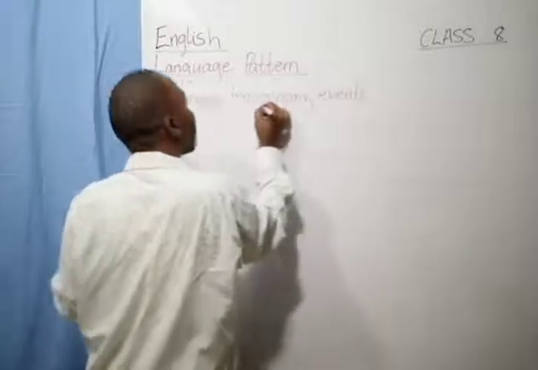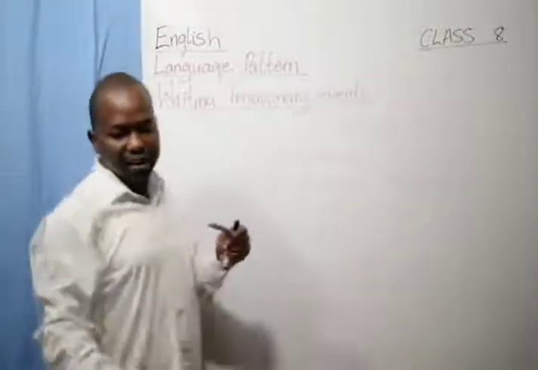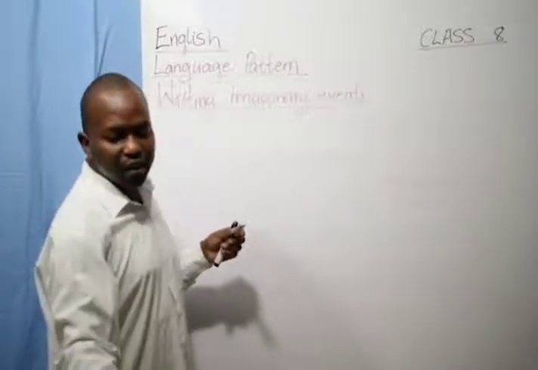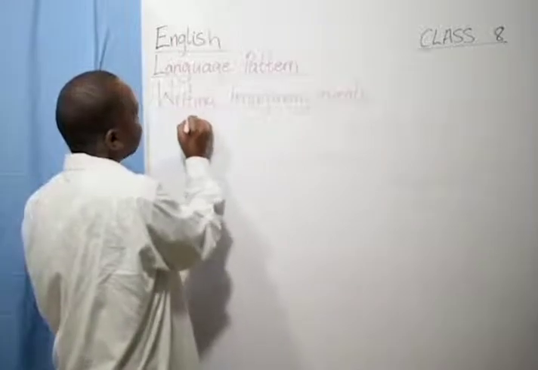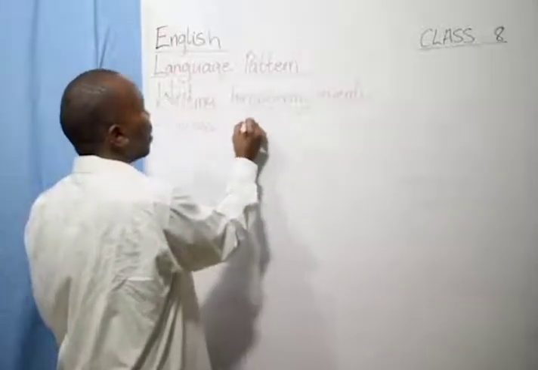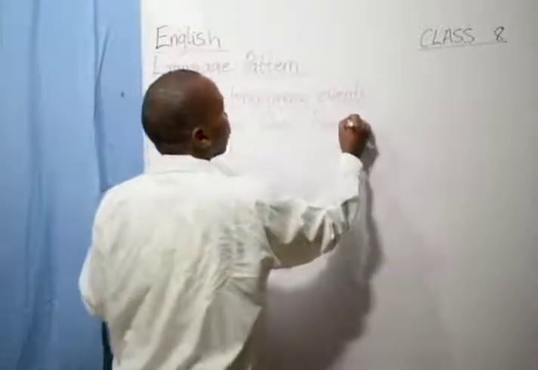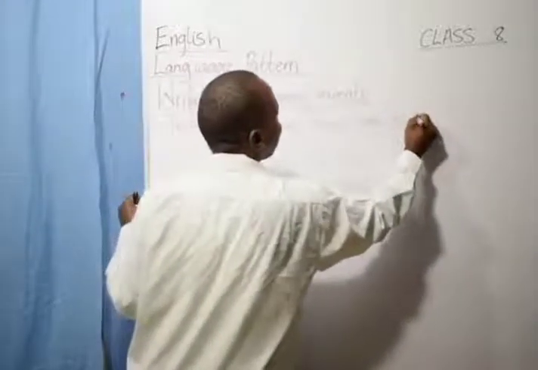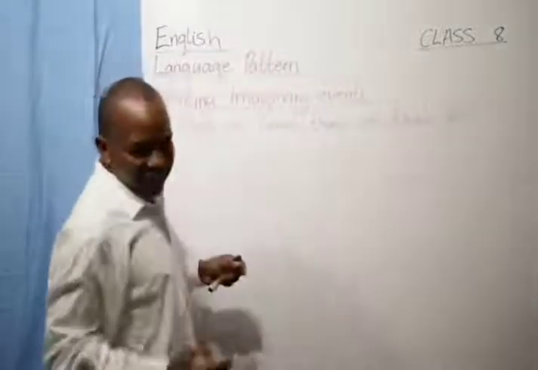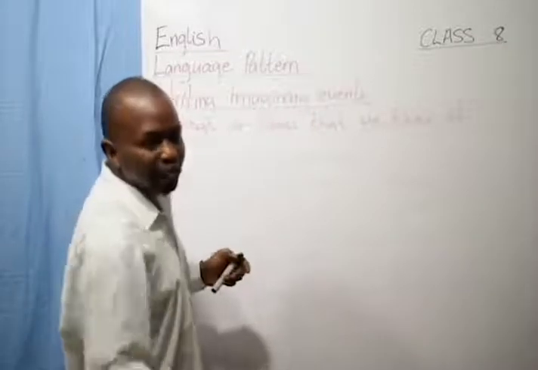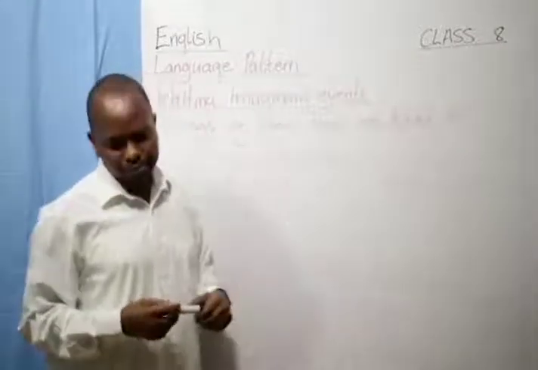So what are imaginary events? We say imaginary events are things or ideas that we think of. We just think of them. They are not necessarily going to be true. So they are just there in our minds.